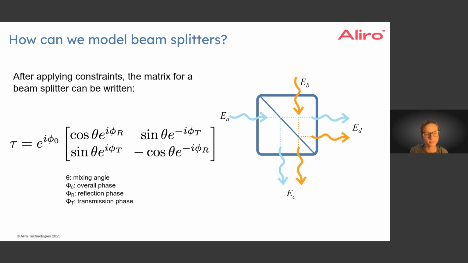These 4 parameters are, first, some phi 0, which is some overall phase, e to the i phi 0, that multiplies the entire matrix. Second, you have this mixing angle theta, and what this mixing angle does is introduce cosine and sine, which helps you to conserve the energy, since we know that cosine squared theta plus sine squared theta is going to be 1. And then we also have phi r and phi t, which will tell you the phases that are associated with reflection and the phases that are associated with transmission for the beam splitter.